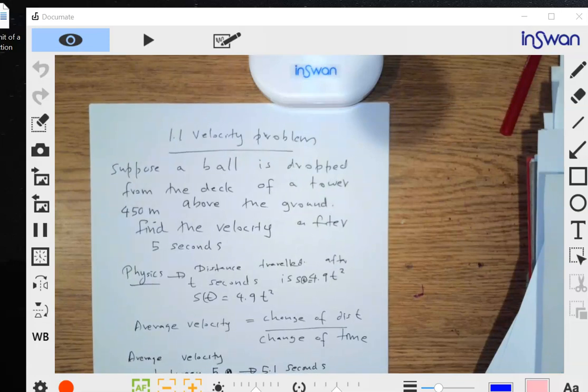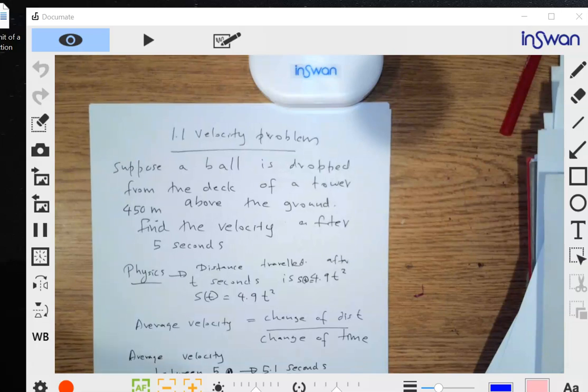So in this video, we are going to get you introduced to the very first lesson. The very first lesson is on the velocity problem. The velocity problem is a fundamental problem. It taps into a very fundamental idea of calculus. So let's understand this through an example.